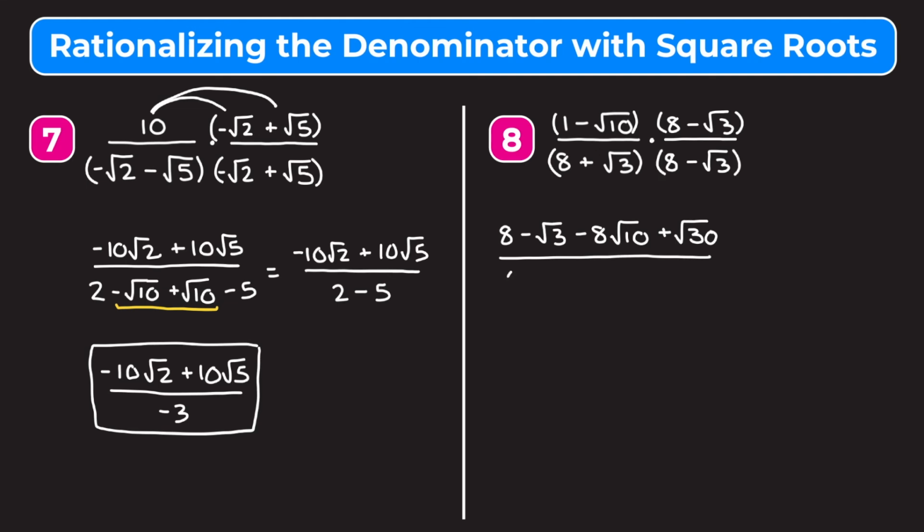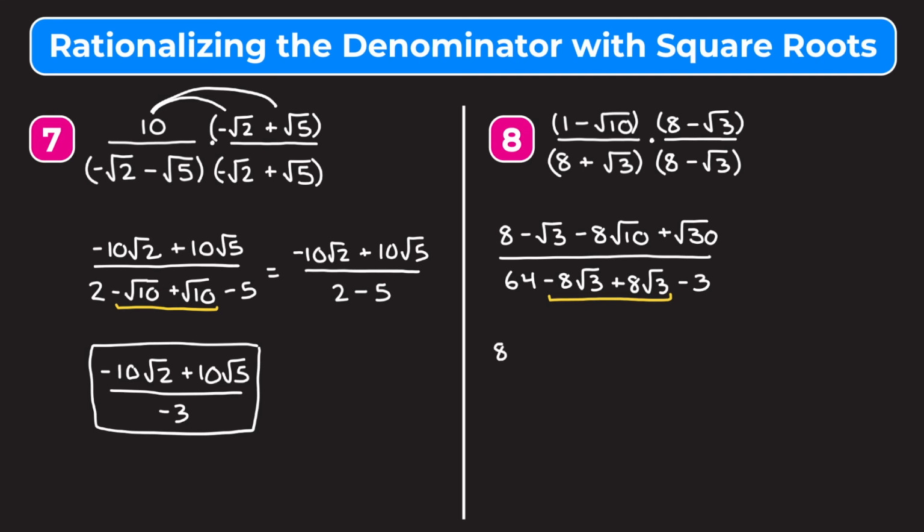8 times 8 is 64. Multiply the outer terms. 8 times negative root 3 is minus 8 root 3. Multiply the inner terms. 8 times root 3 is plus 8 root 3. And multiply the last terms. Positive root 3 times negative root 3 is negative 3. This negative 8 root 3 and positive 8 root 3 cancel out, which is what we want.